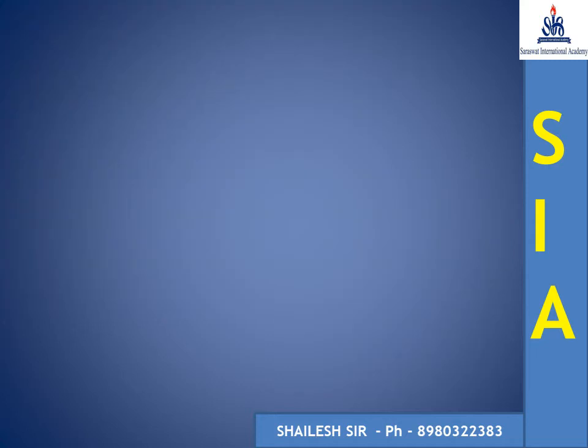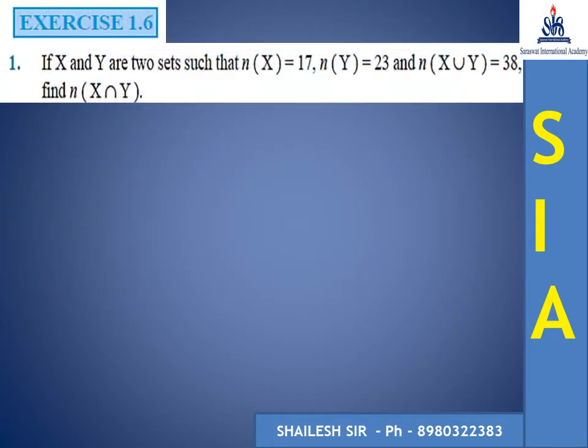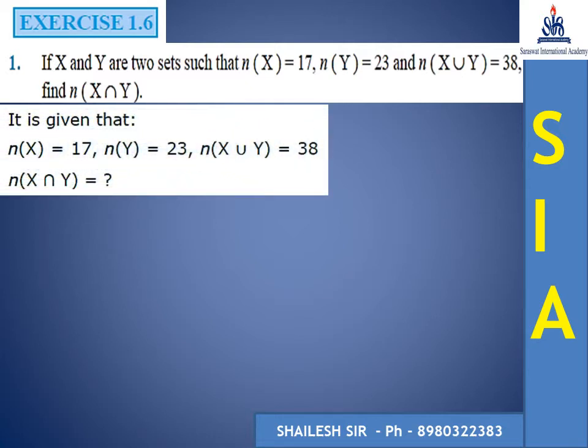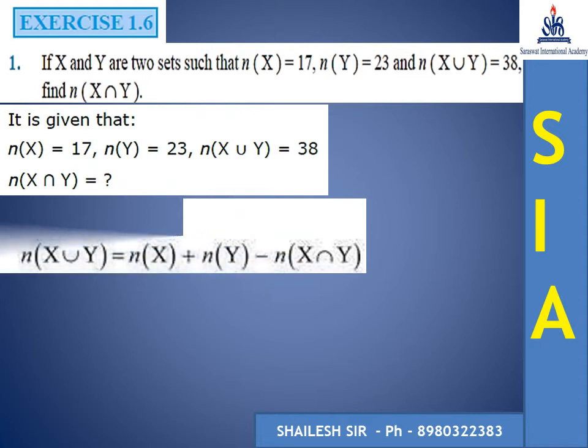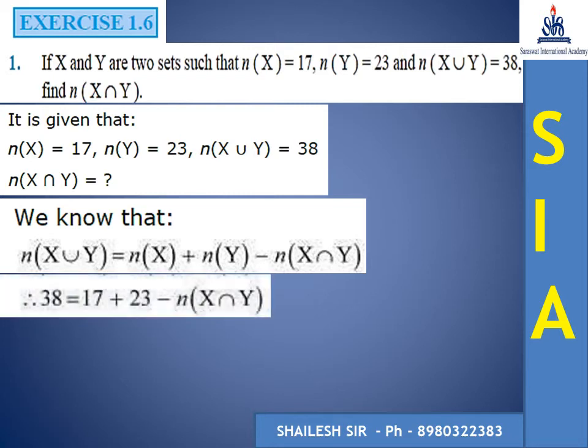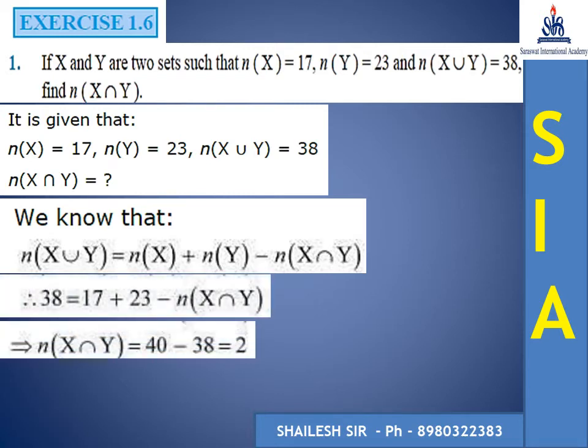Now continue. Exercise 1.6: n(X) is given 17, n(Y) is given 23, and n(X union Y) is 38. Find X intersection Y. It's a very easy numerical, students. We already know the formula: n(X union Y) is n(X) plus n(Y) minus n(X intersection Y). Apply all the given values and simplify. n(X intersection Y) is 40 minus 38, so you get the answer 2.